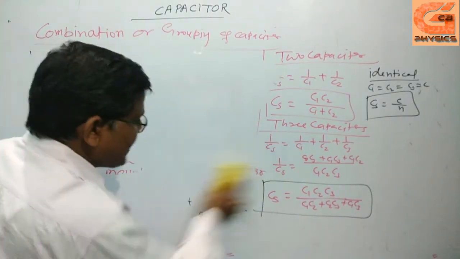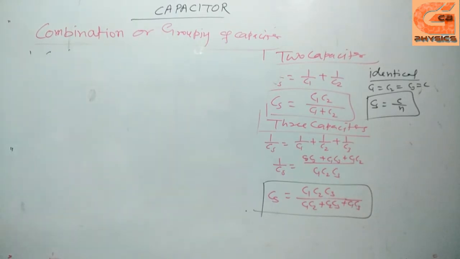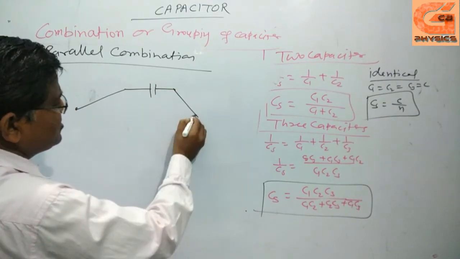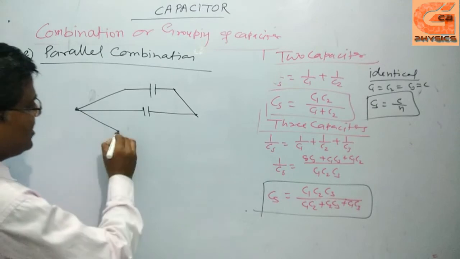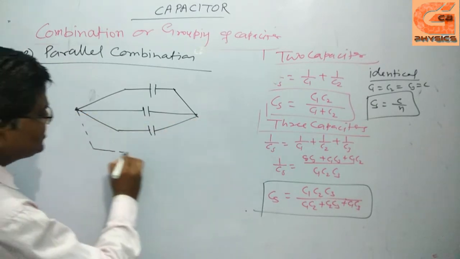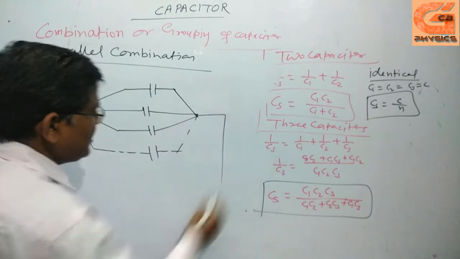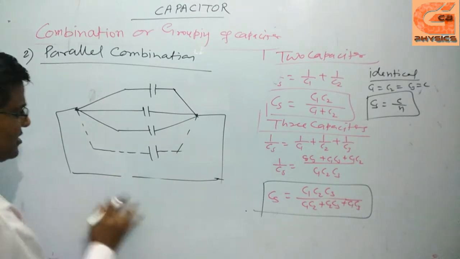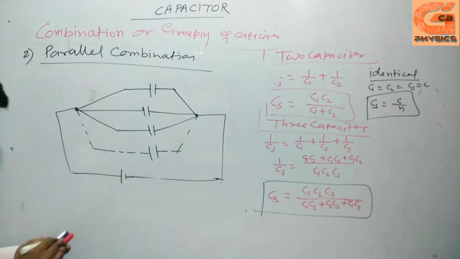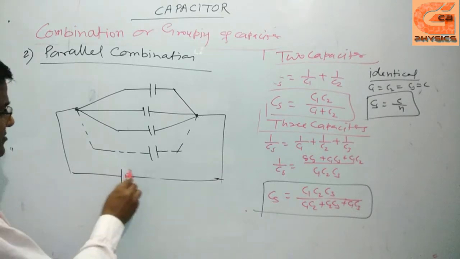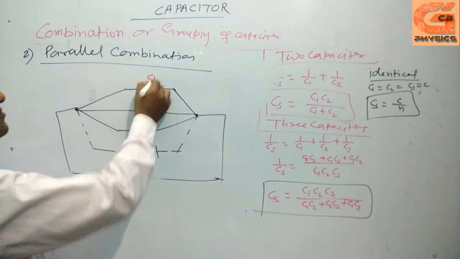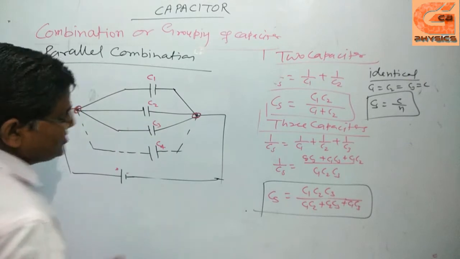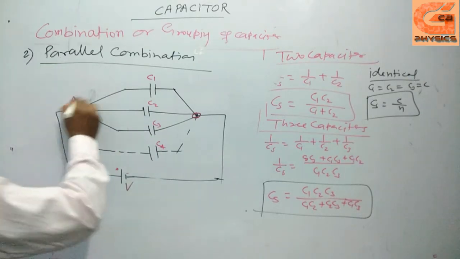And the second thing is parallel combination. One capacitor is like this, and another capacitor like this, and another capacitor like this, and more are added like this, and a battery is connected. As you know, the longer line is the plus and the small one is the minus. This is C1, this is C2, this is C3, this is C4, and the potential difference between these two is V. Potential difference is common.